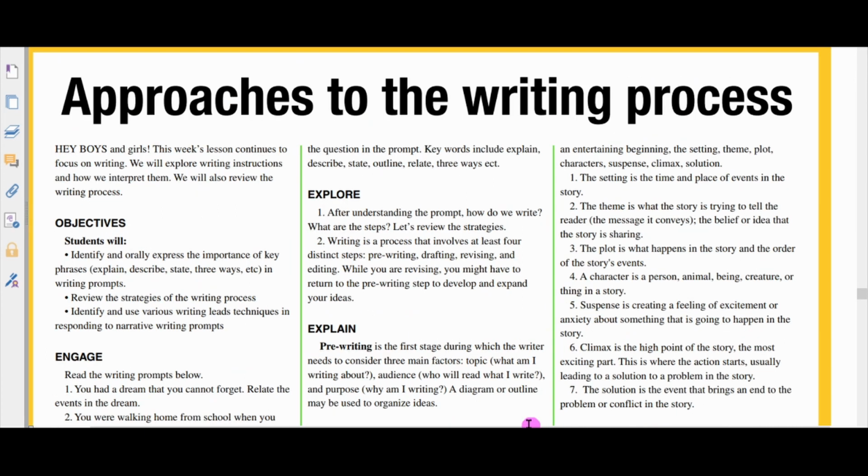I look forward to seeing your stories, and what would be lovely would be if you would do your story and then send it in as a video so that we can share it with the rest of the class.